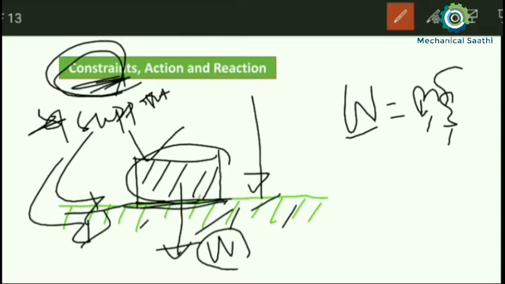And action. Like here we saw that this weight is the only force which is acting downward in this case.